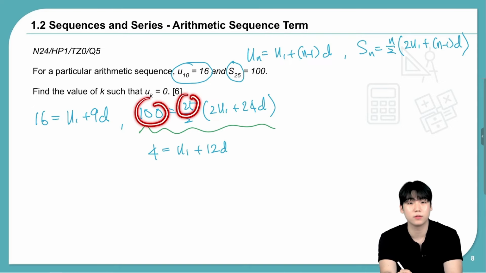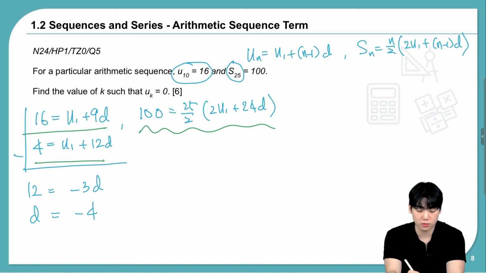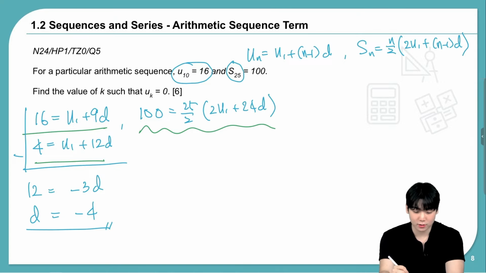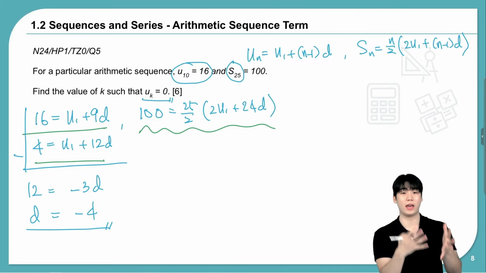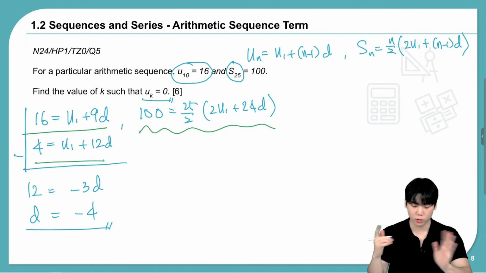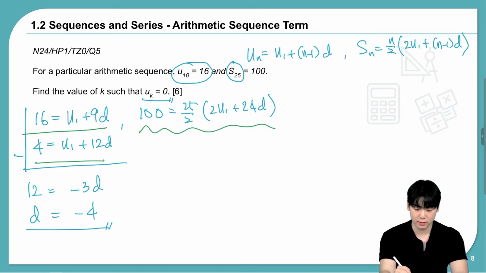And solving these two equations simultaneously, I can move this here. This is a good thing about iPads where I can just switch things around. All right, and subtracting, I have 12 is equal to minus 3D. So D is equal to minus 4. All right, but D is not what we're asked to find. We're asked to find what K is where UK is equal to 0. But in order to do that, I still have to find what U1 is. Let's try to find what U1 is.